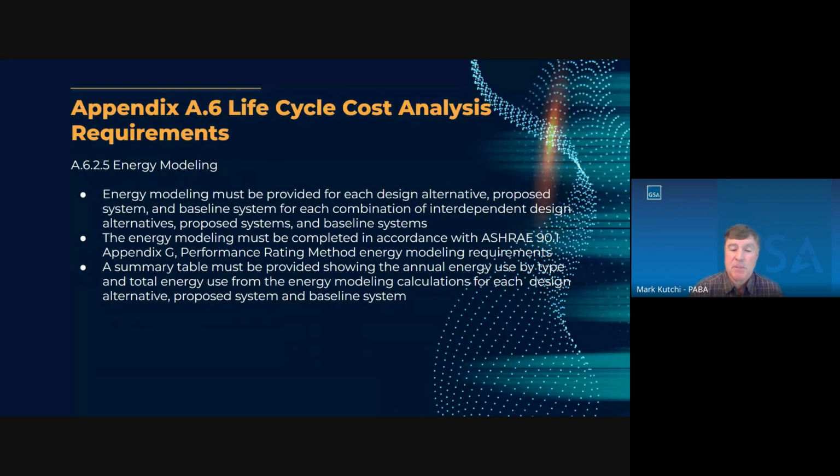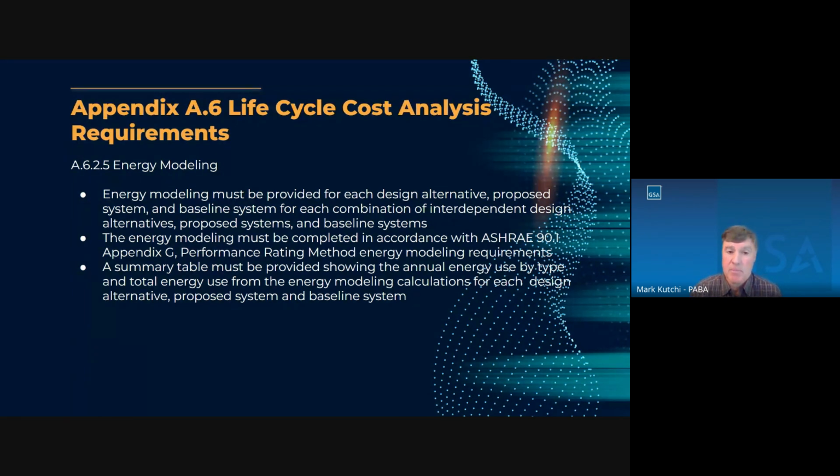Energy modeling must be provided for each design alternative, proposed system, and baseline system for each combination of interdependent design alternatives. The energy modeling must be completed in accordance with ASHRAE 90.1 Appendix G, Performance Rating Method, Energy Modeling Requirements. And it's important, Appendix G has very specific documentation requirements for the energy modeling. Again, it's critical to get that information to validate the model.